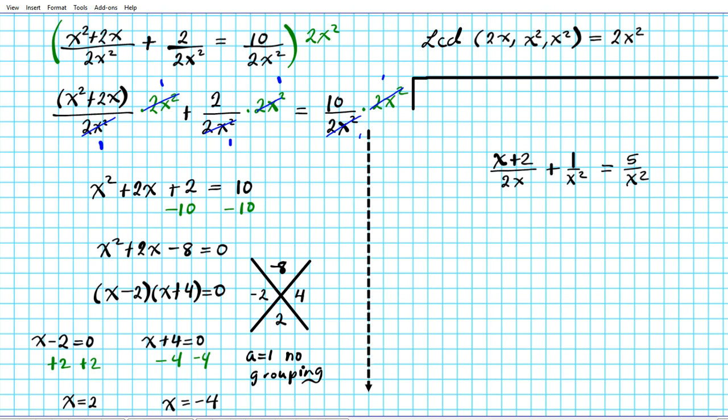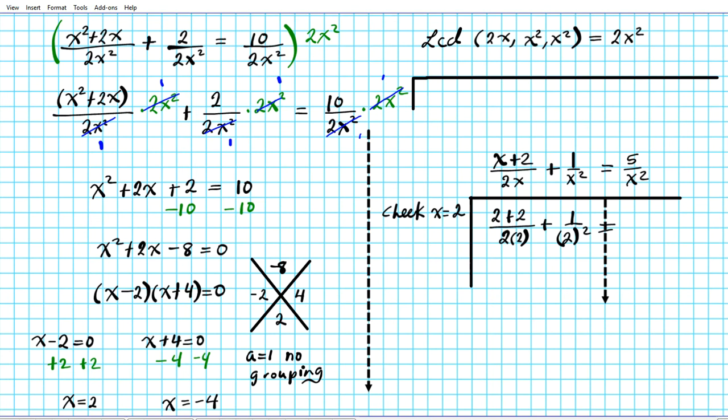Now, the first thing we're going to do is check to see if x equals 2 is in fact an answer to this problem. Okay, so let's start off by checking x equals 2. To do that, we are simply going to plug this answer into this equation and see if we end up with a true statement. Alright, so let's do it. If we replace x's with 2, we'll have 2 plus 2 over 2 times 2, plus 1 over 2 squared.